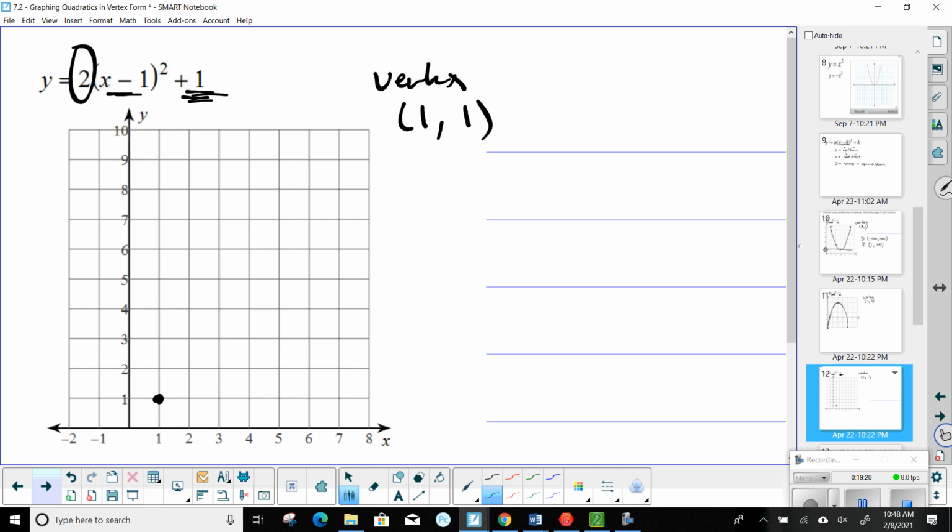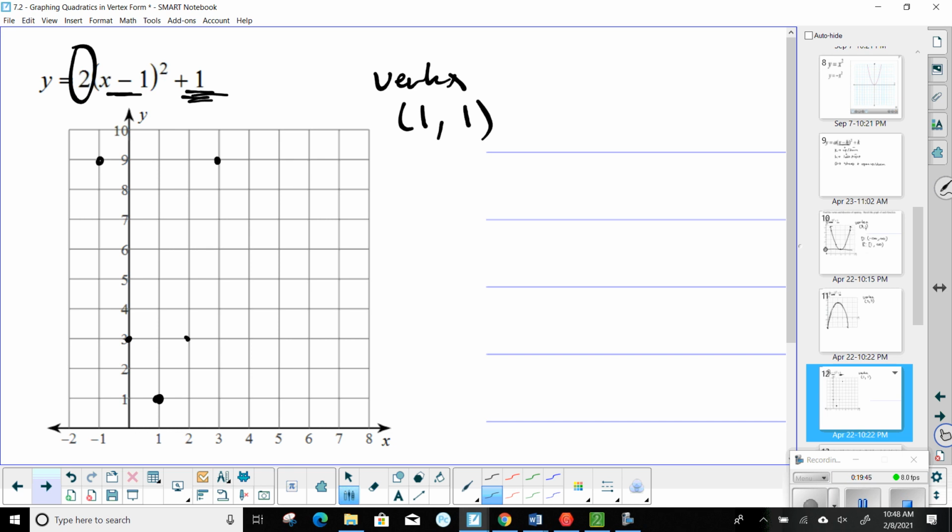I've got a 2 in front. That changes things. It's going to be positive, so it's going up, and the 2 is also going to stretch it. And what I mean by stretch it is normally I go over 1, up 1. I've got to go over 1, up 2. I've got to times it by 2. Normally I go over 2 and up 4, but I'm timesing by 2, so I go over 2, up 8. So 1, 2, 3, 4, 5, 6, 7, 8. From the vertex, over 2.